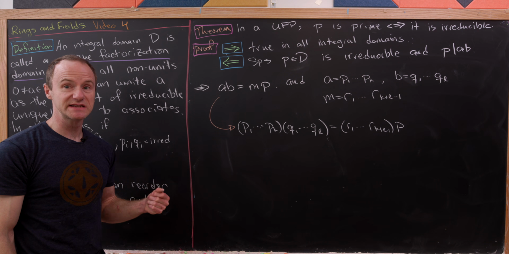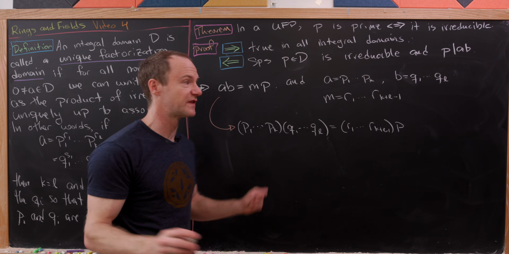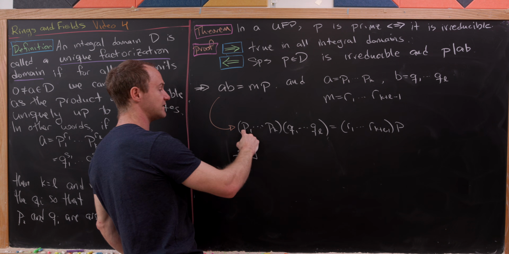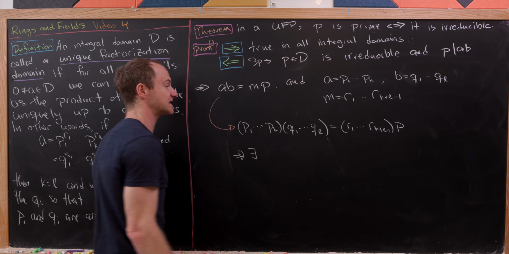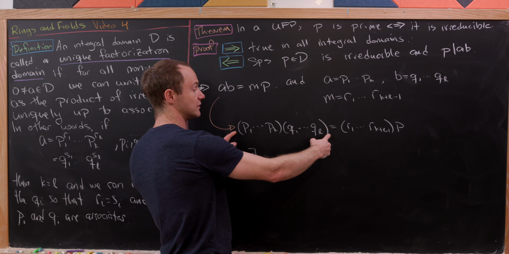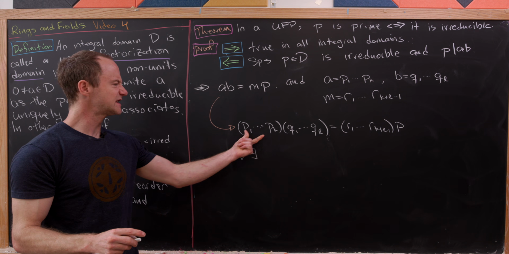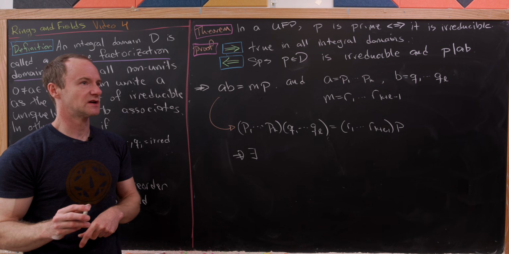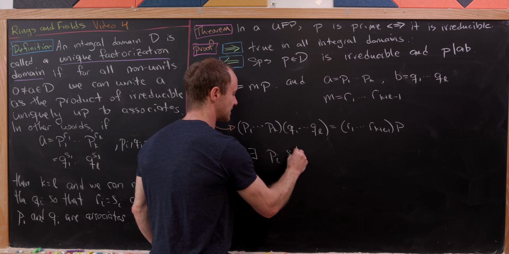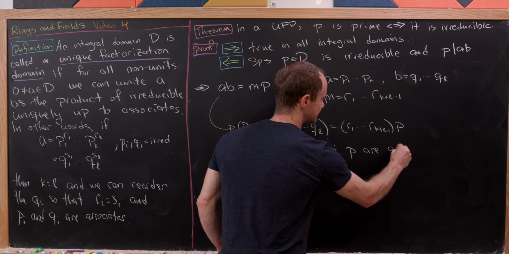But now, since our factorization is unique up to associates, like we have over here, because we're within a UFD, that means that there exists either one of these or one of these that is an associate of P. Because this list of irreducibles is the same as this list of irreducibles up to associates. Let's assume that it's one of the Pi's, without loss of generality. So there exists a Pi such that Pi and P are associates.